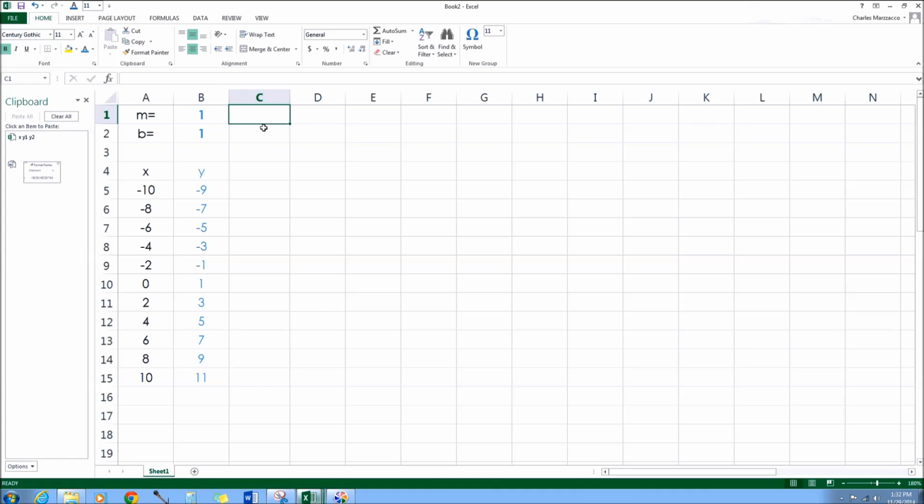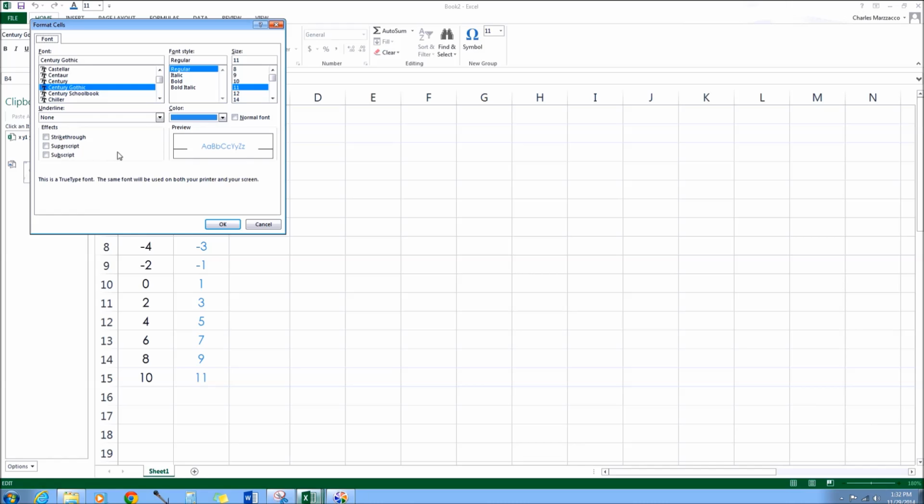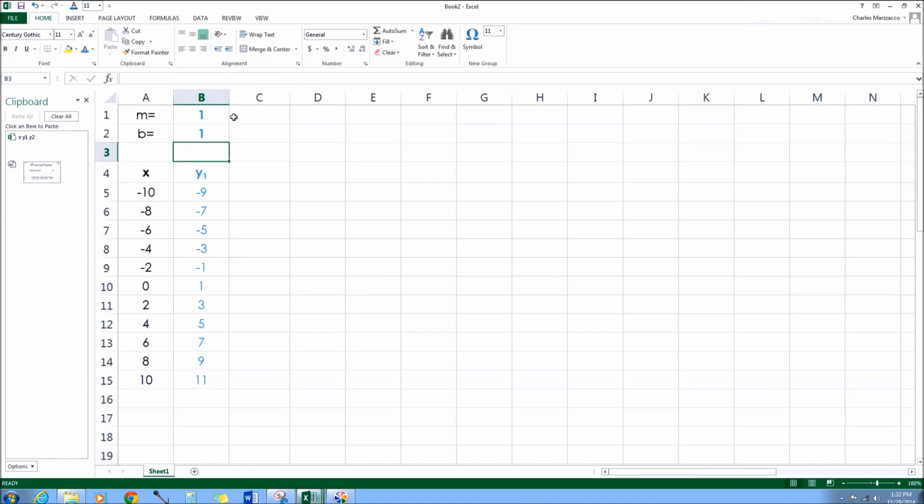So now we're going to plot the inverse. So this is going to be y1. And this is how you change something to subscript. Go to Format Cells and just click Subscript. Now we're going to do the inverse function.